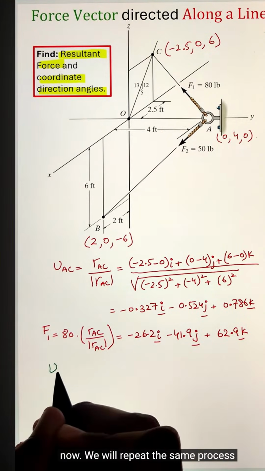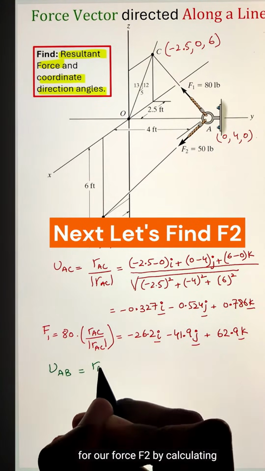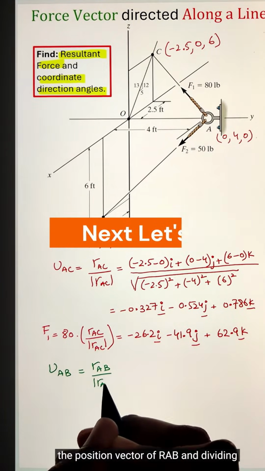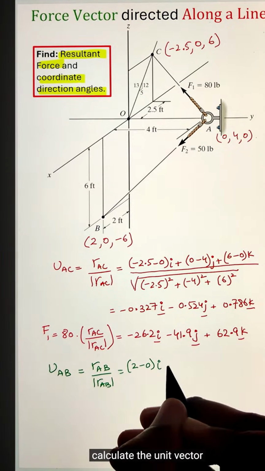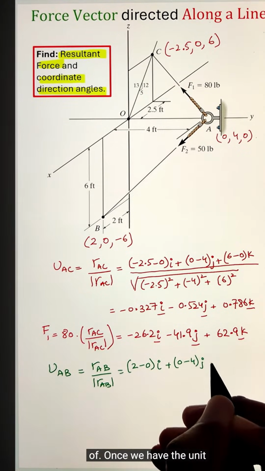Now we will repeat the same process for our force F2 by calculating the position vector of RAB and dividing it by the magnitude of RAB to calculate the unit vector of AB.